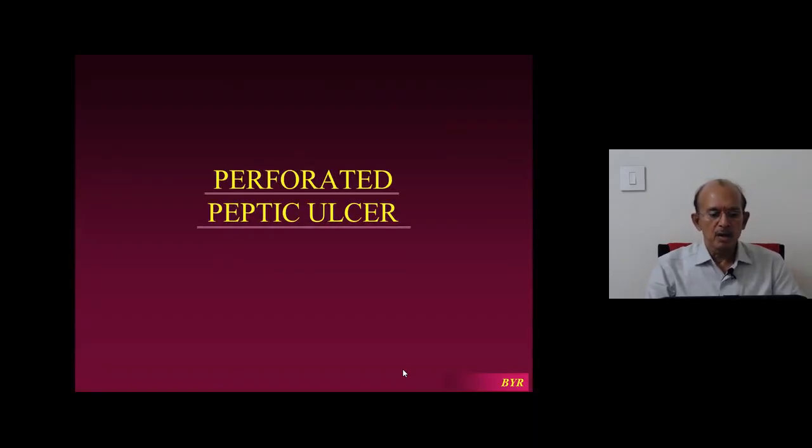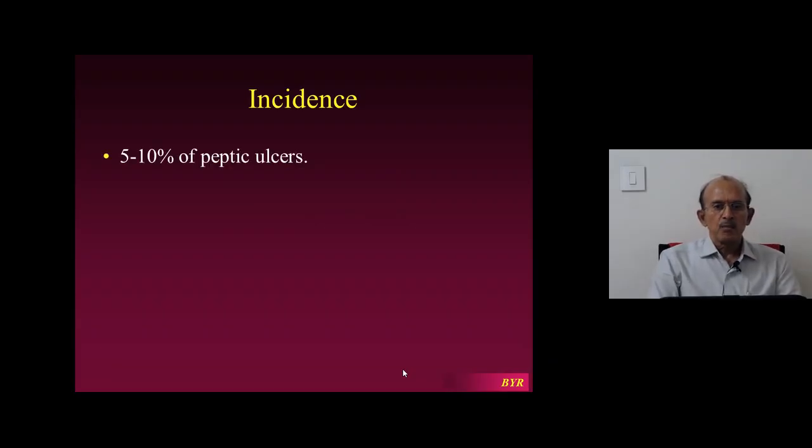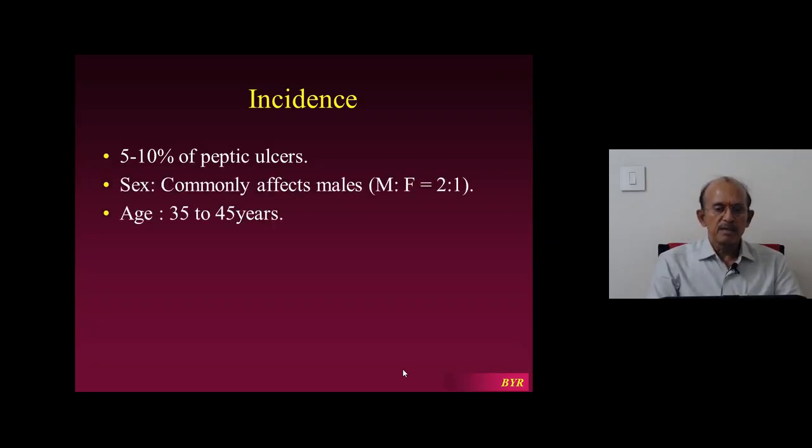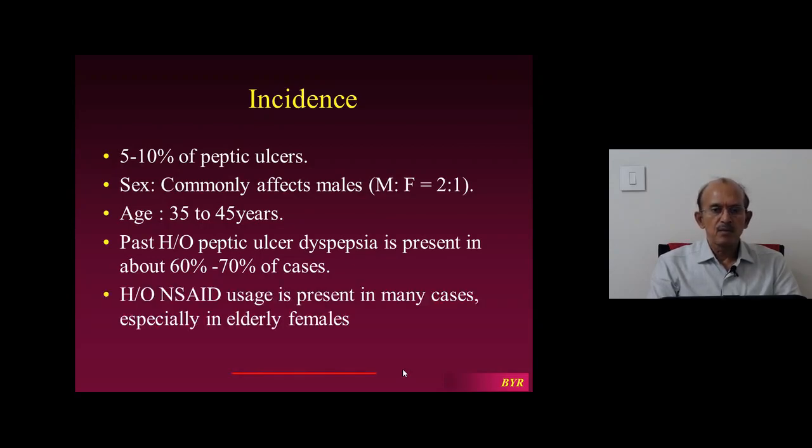First, let us discuss the acute complications, namely the perforated peptic ulcer. Five to 10% of peptic ulcer patients present with perforation. It commonly affects males, age 35 to 45 years. A past history of peptic ulcer dyspepsia is present in about 60 to 70% of the cases. A history of NSAID usage is present in many cases, especially in elderly females. So actually this NSAID precipitates the acute ulceration and perforation.